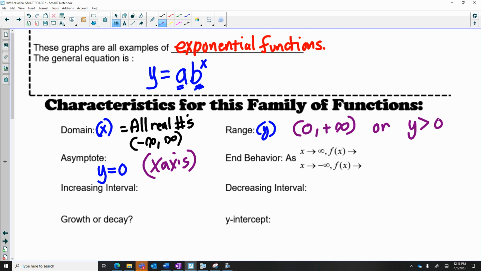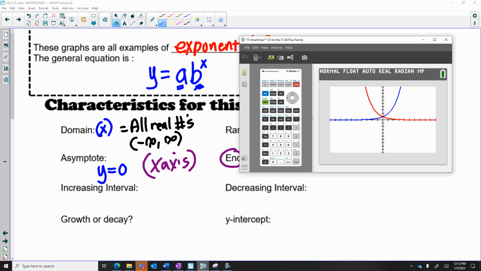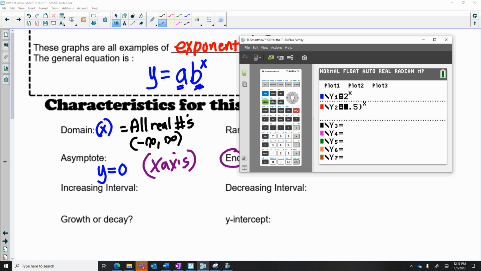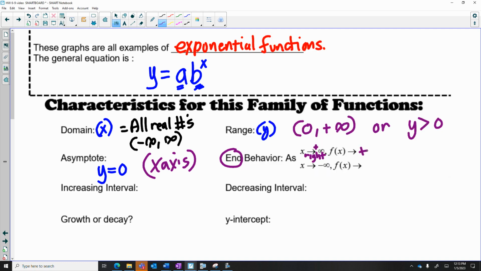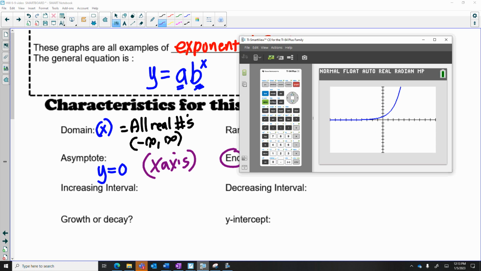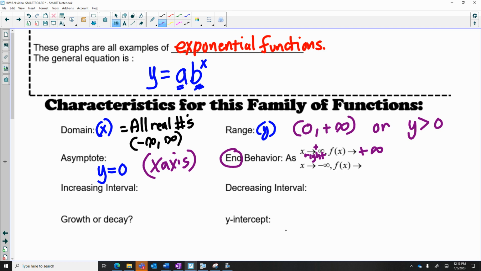Now let's talk about end behavior. You guys remember we did this notation earlier in the year. As x approaches positive infinity, so as you're looking to the right, where is the graph headed? If it is growth, the graph, let's go with 2 to the x, the graph is going up to positive infinity. And as you look to the left, the graph is approaching the asymptote of 0. Now, if it were decay, it would actually be the opposite. So what I'm writing here is for growth.